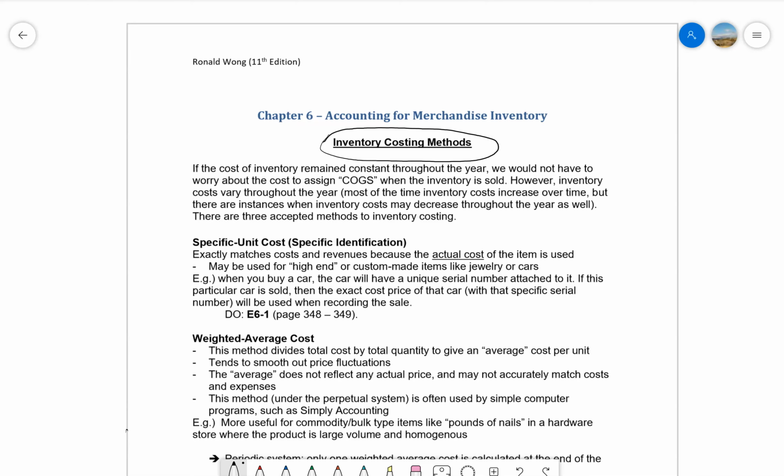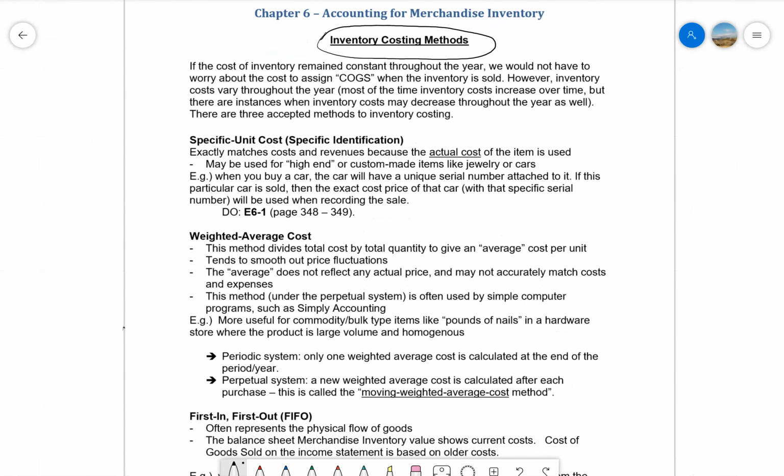And so if we look at the first page of this Chapter 6 handout, there are basically three inventory costing methods that are accepted. The first one is called specific unit or specific identification. The next one is called weighted average. And the third one is first in, first out. Now, all of these are acceptable inventory costing methods, and the company should select the one that best represents their actual flow of inventory. So let's talk about the first one, specific unit, specific identification.